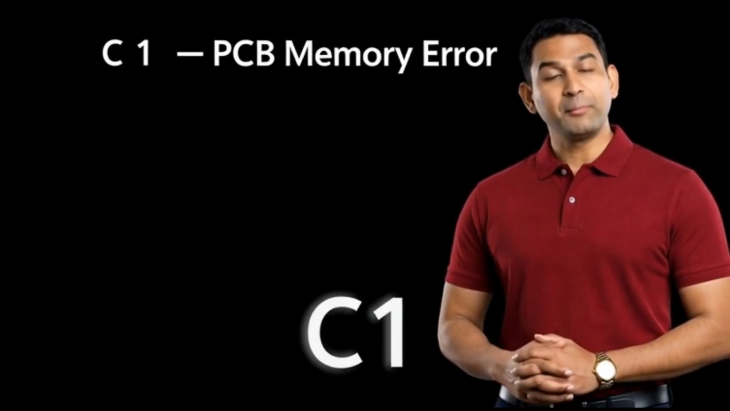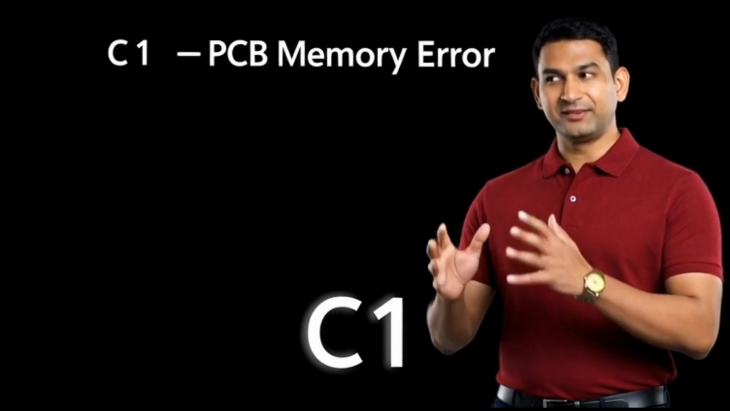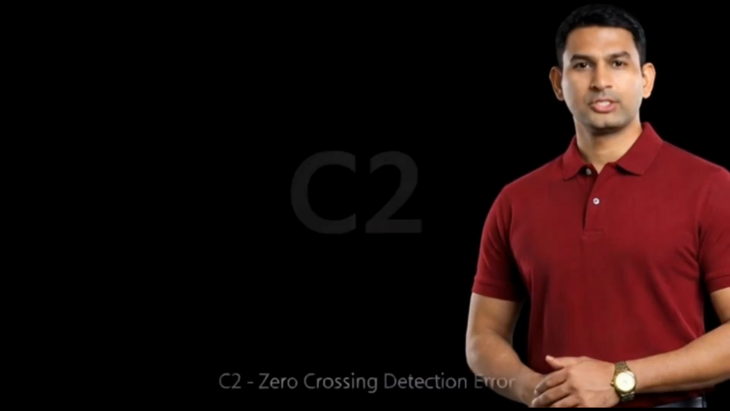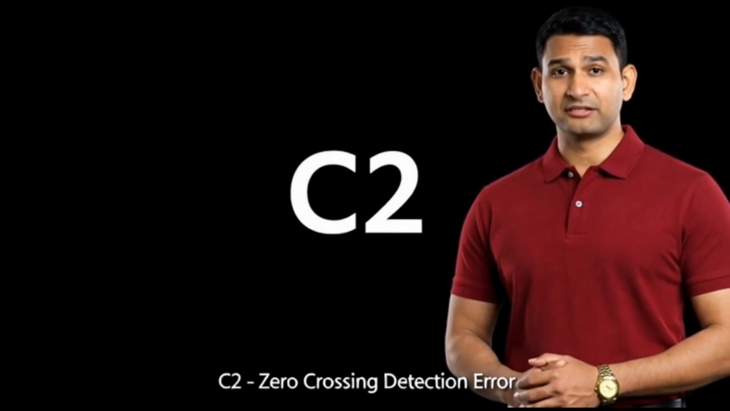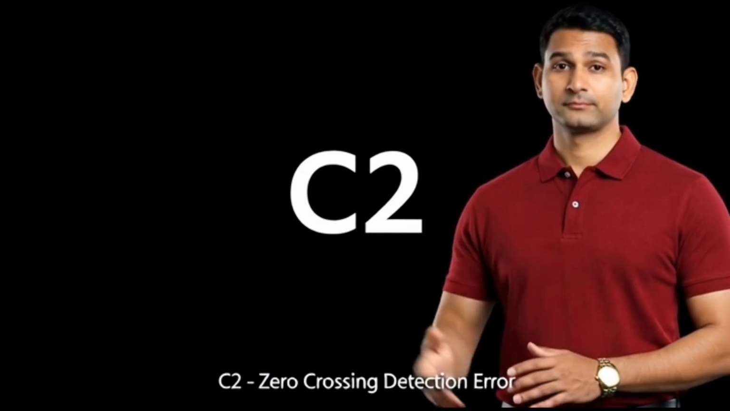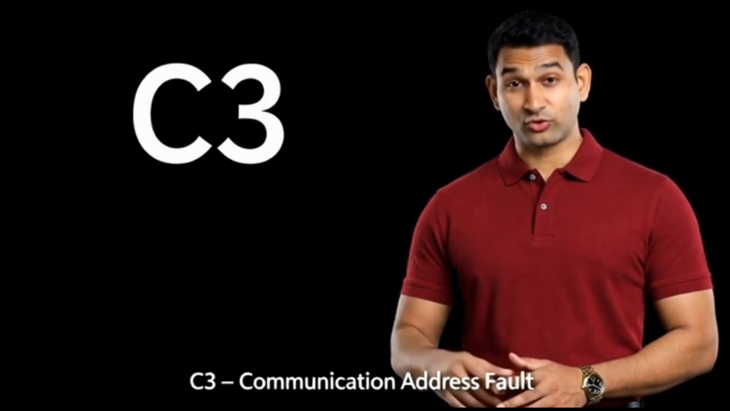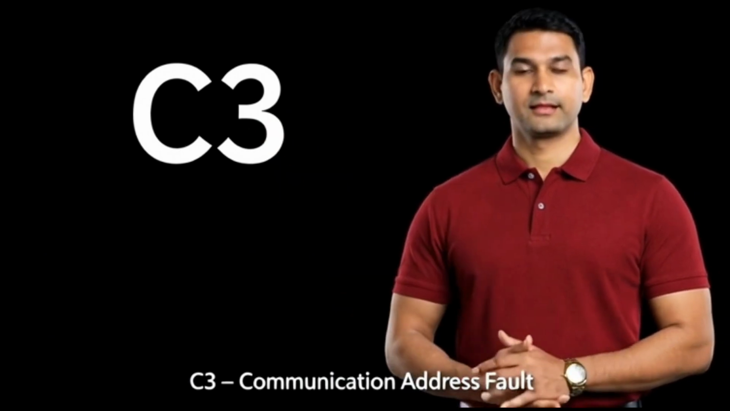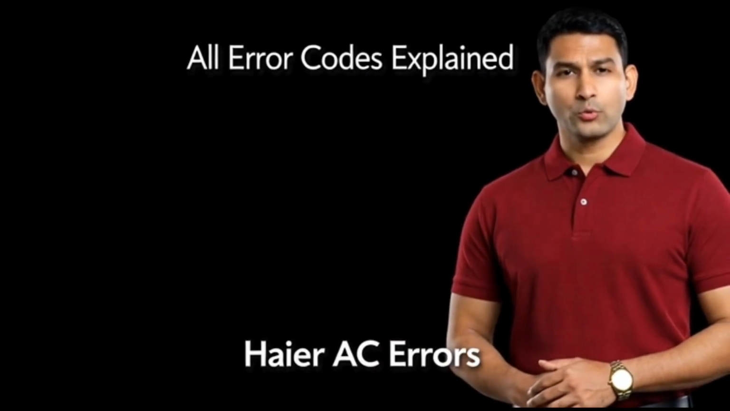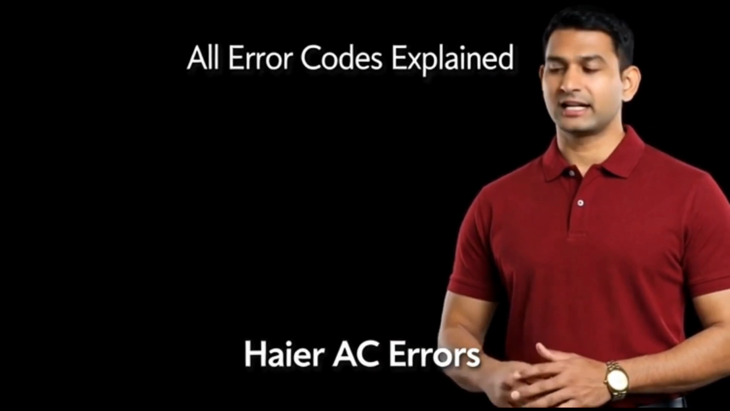C1 error shows memory or EEPROM problem in PCB. C2 error occurs when zero crossing detection fails in PCB. C3 error signals PCB communication address fault. Friends, we hope you now understand all Haier inverter AC error codes.